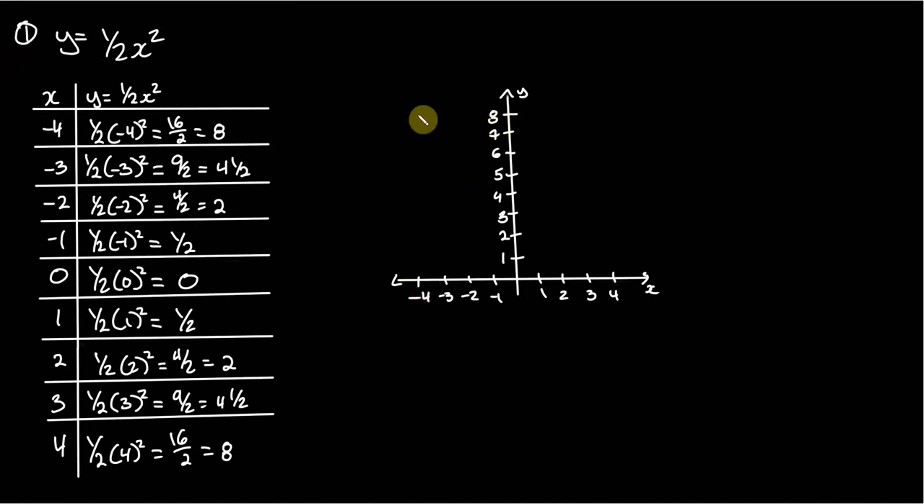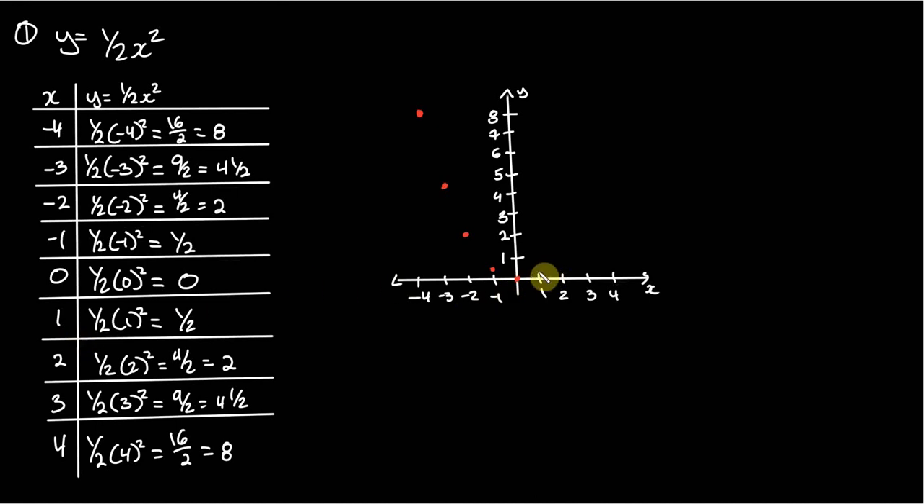I'll mark these points in red, like so. When x equals -3, y equals 4 and 1/2, so it's going to be right in the middle between 4 and 5. So it looks something like that. When x equals -2, y equals 2, so it's going to be like that. When x equals -1, y equals 1/2, so it's going to be right about here. Now, when x equals 0, y equals 0, so we have a point, indeed, right on the origin, like so.